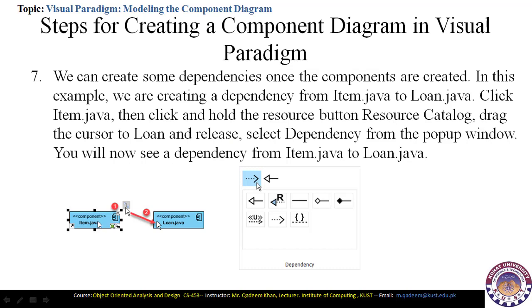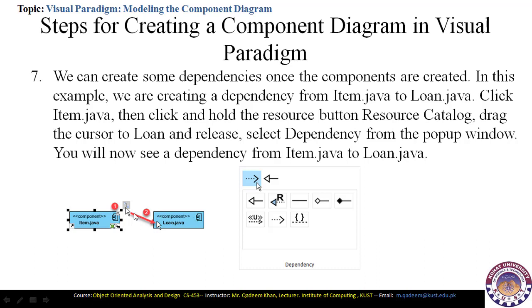Now we will connect these components with each other. When I select a particular component, just select this icon here, and then drag and drop the dotted arrow line, and release this line on another component. Then these two components will be connected with each other through a dependency. So we can create dependencies once the components are created.